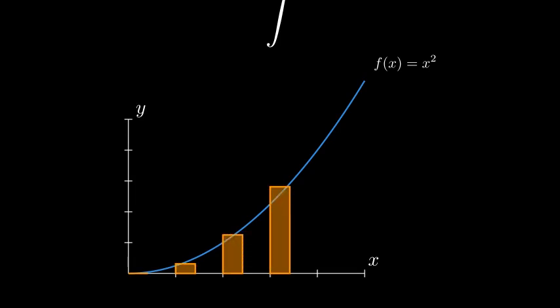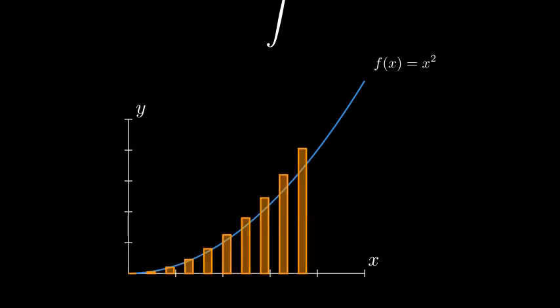We can then draw 4 rectangles, where the height of each rectangle equals the value of the function at a specific point in each subinterval. As you can see, each rectangle approximates a portion of the area under the curve. The sum of the areas of these rectangles gives us an approximation of the total area under the curve. If we increase the number of rectangles, our approximation becomes more accurate.